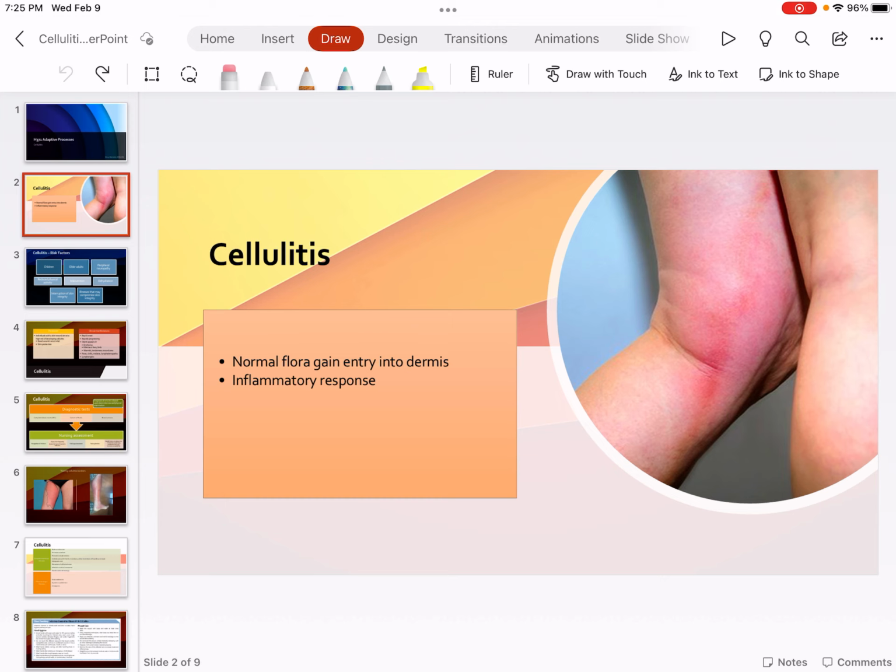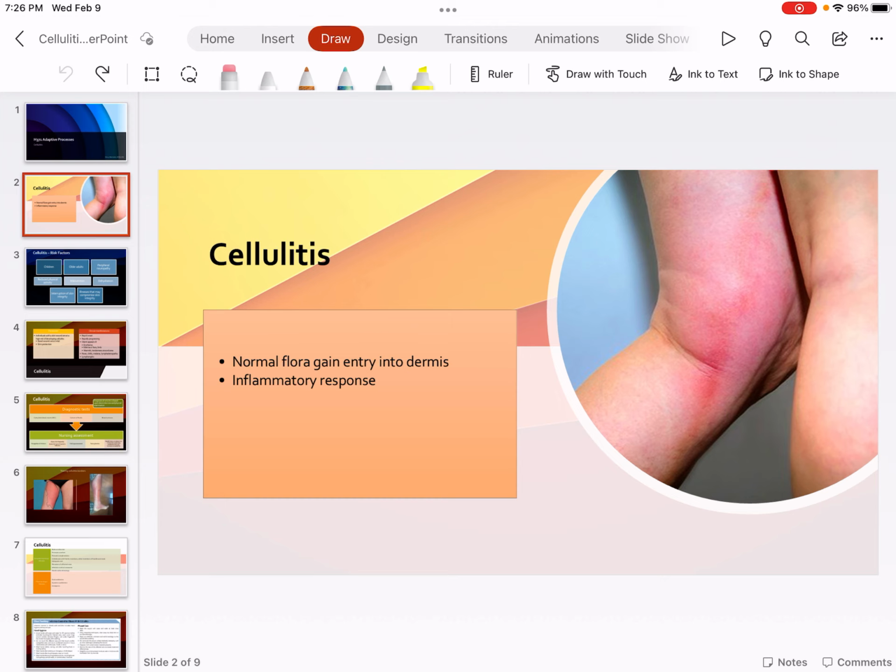So this infection occurs when normal flora of bacteria gain entry into the dermis through a break in the skin. Normal flora would refer to bacteria that just normally live on the skin. And then that bacteria, once it gets into a break in the skin, multiplies and causes an inflammatory response. The most common organism to cause a bacterial skin infection or cellulitis is Staphylococcus aureus.